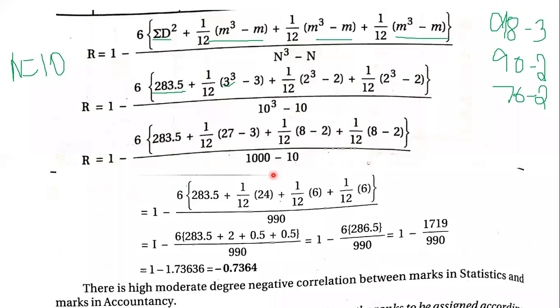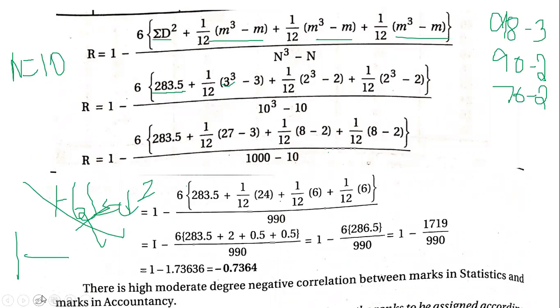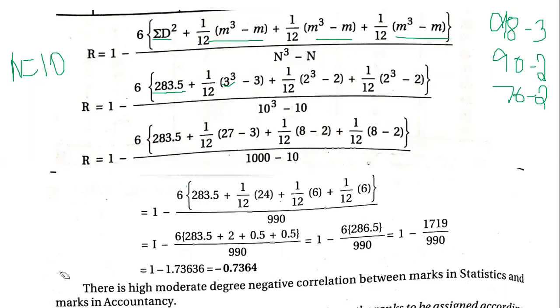10 cube is 10 tens are 100, 100 tens are 1000. So 1000 minus 10. Now in the next step, be very careful. This 1 minus is separate. It will not come above here. Many of them might get confused and write it as 1 minus 6 into sigma d square. No, this is wrong. 1 minus is separate. After 1 minus only, you will have the rest of the fraction to be written.